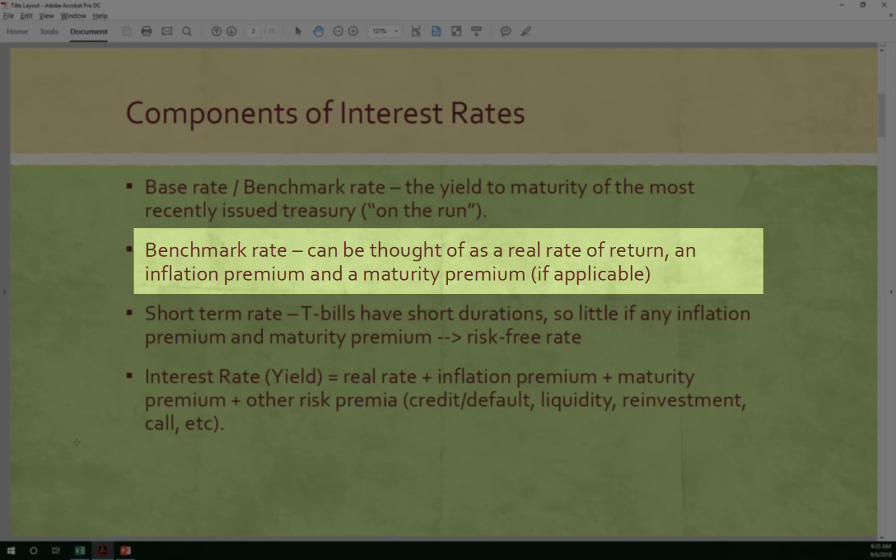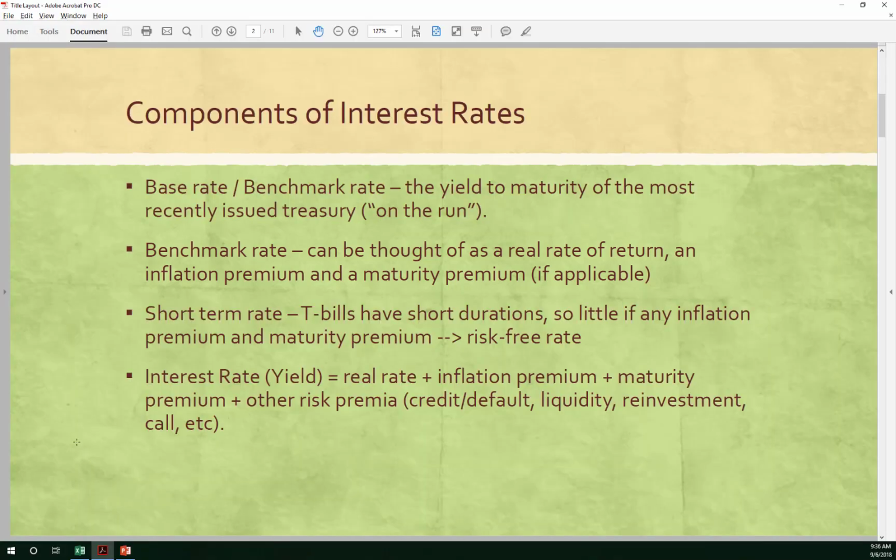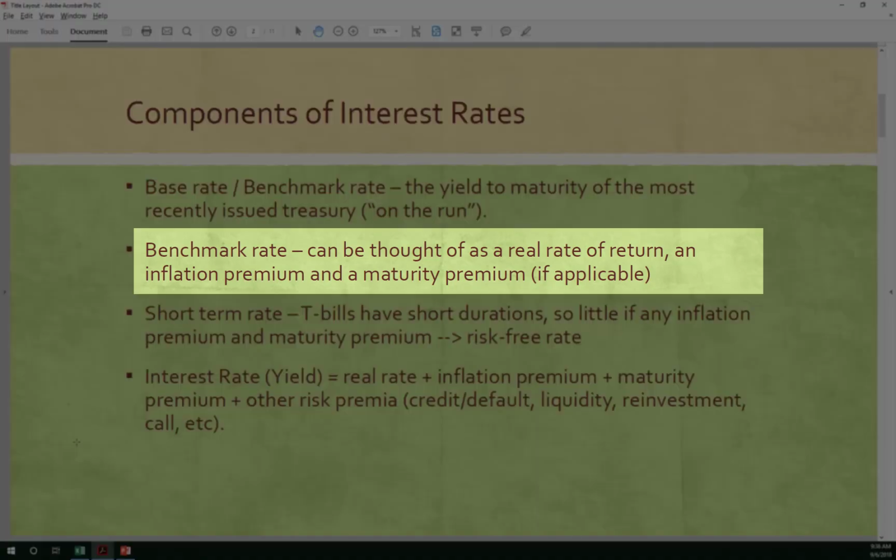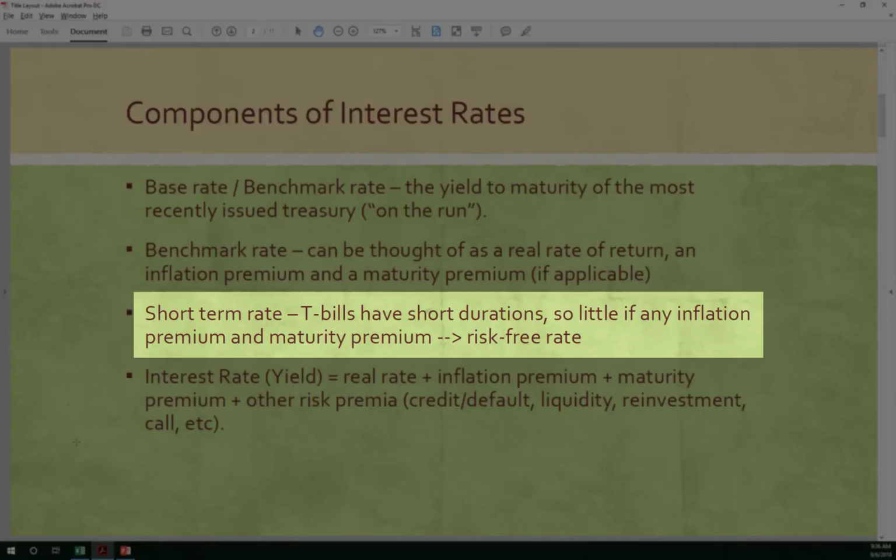The benchmark rate can be thought of as a real rate of return, along with an inflation premium and a maturity premium if that's applicable. So if we're talking about very short securities, the inflation premium will be negligible if existent at all. There won't be a maturity premium, and so the rate that we're going to get is going to be really close to a real rate of return. For the short-term rate, we're going to be looking at T-bills that have short durations. So again, there's little, if any, inflation premium and little, if any, maturity premium, and so we'll have what is in essence a risk-free rate of return.